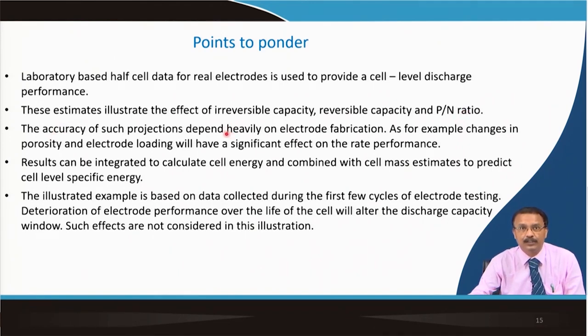The accuracy of such projection depends heavily on the electrode fabrication, for example, changes in porosity. So, you will have to see the microstructure of the respective electrode after you do the tape cast. Electrode loading will have a significant effect on the rate performance. The discharge capacity you get is at a particular low current rate, but if you increase the rate, then whether it will be followed or not will depend on the microstructure. So, a lot of processing you will have to do in the electrode fabrication, I will explain it later.